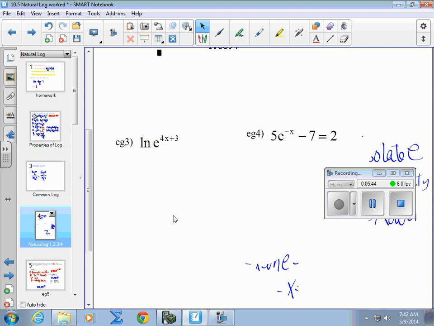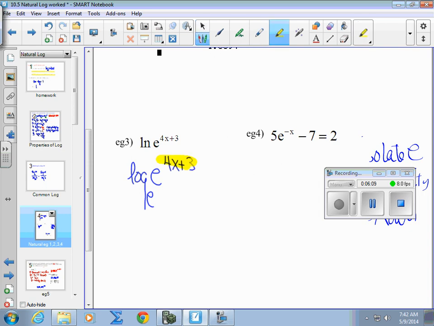My third example says ln of e raised to 4x plus 3. 4x plus 3 is the answer to the problem. If this is log base e of e raised to 4x plus 3, so the whole thing has to be this.